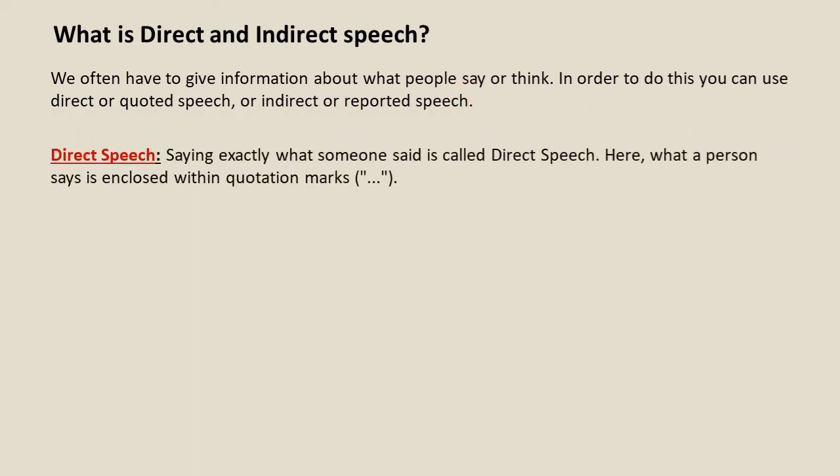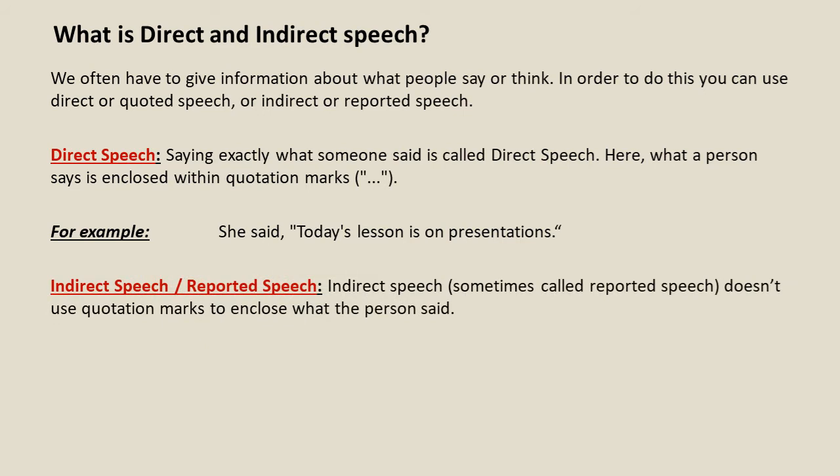What is direct speech? Saying exactly what someone said is called direct speech, and you can recognize this with the help of quotations. See one example. And this is an example sentence for direct speech.